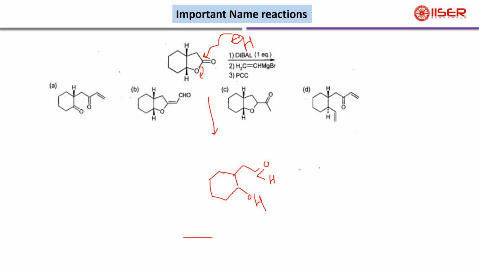Okay. In the next step, they have added this Grignard reagent. So the Grignard reagent will attack this aldehyde center, forming an alcohol.